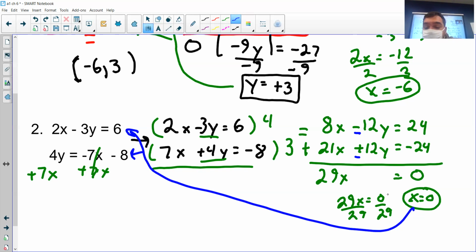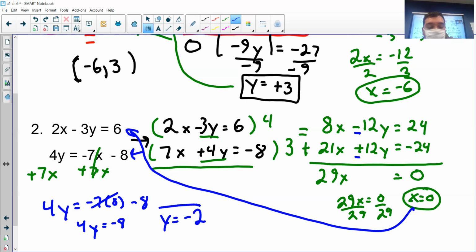Okay, so I have to plug in the 0 into either equation. I'll plug it into the bottom one just to mix it up. So 4y equals negative 7 times 0 minus 8. Crosses out. 4y equals negative 8. That means y equals negative 2.